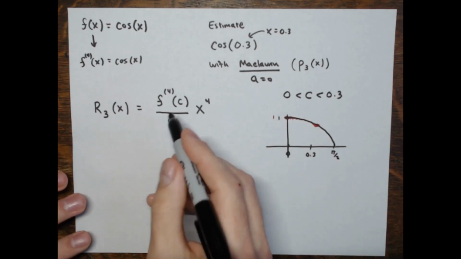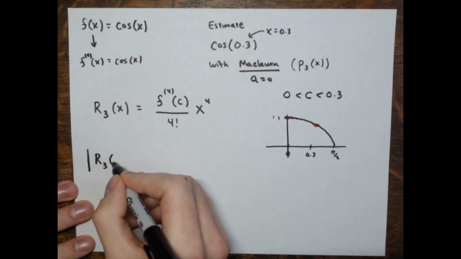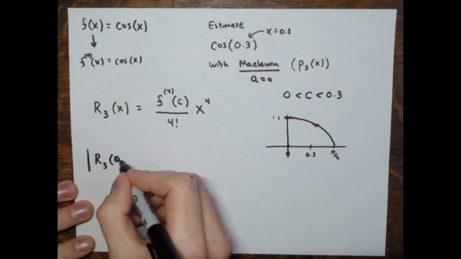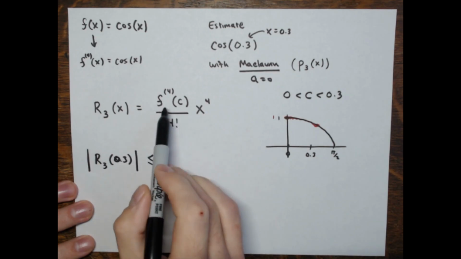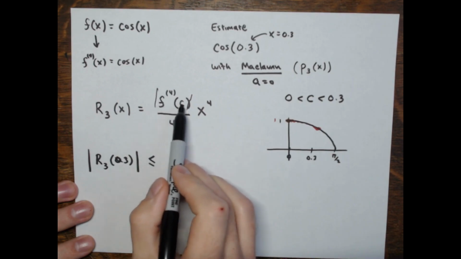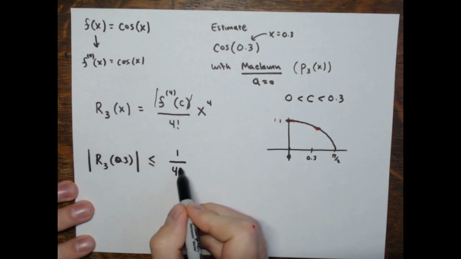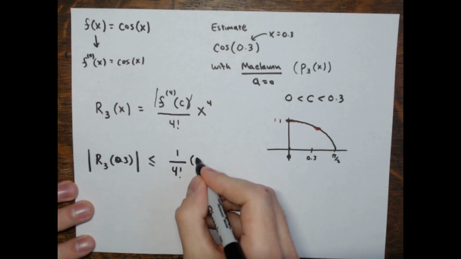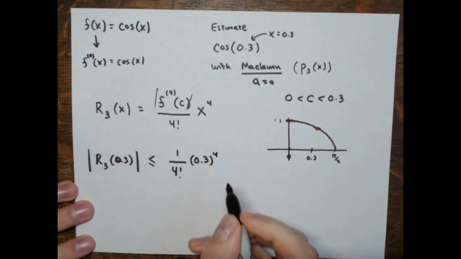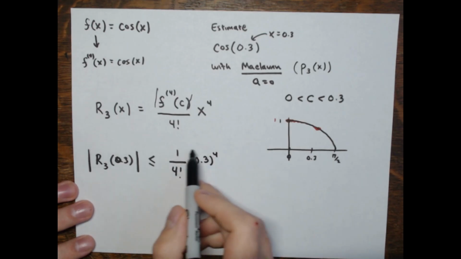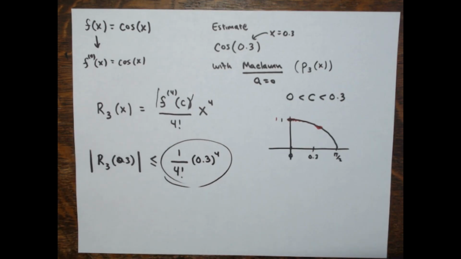All right, so the absolute value of our error, after I plug in 0.3 right now, will be less than or equal to, the absolute value of this fourth derivative is going to be less than or equal to 1. So 1 over 4 factorial times 0.3 to the fourth. And whatever this value is, they want us to round it to 6 decimal places.